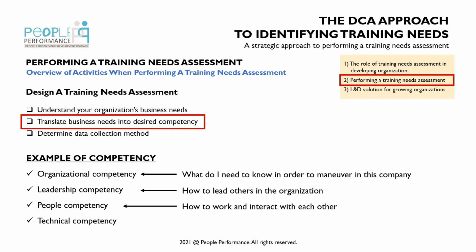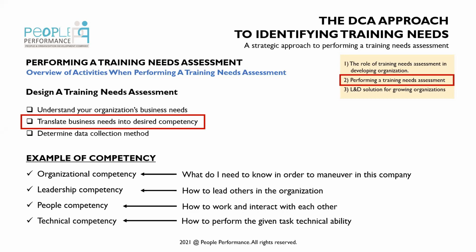Now, people competency is about how to interact. Things like working with different personalities and soft skills training come under people competency. Sometimes we also include personal competencies, like being clear about your SMART goal setting, or personal development. You can do that under people competency.